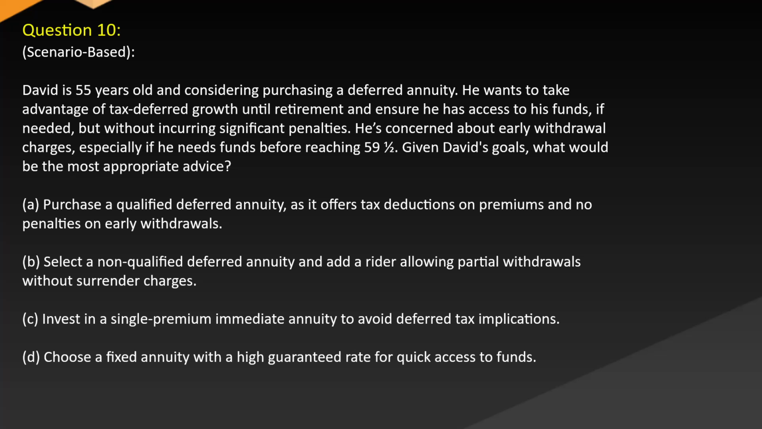A. Purchase a qualified deferred annuity as it offers tax deductions on premiums and no penalties on early withdrawals. B. Select a non-qualified deferred annuity and add a rider allowing partial withdrawals without surrender charges. C. Invest in a single premium immediate annuity to avoid deferred tax implications. D. Choose a fixed annuity with a high guaranteed rate for quick access to funds.